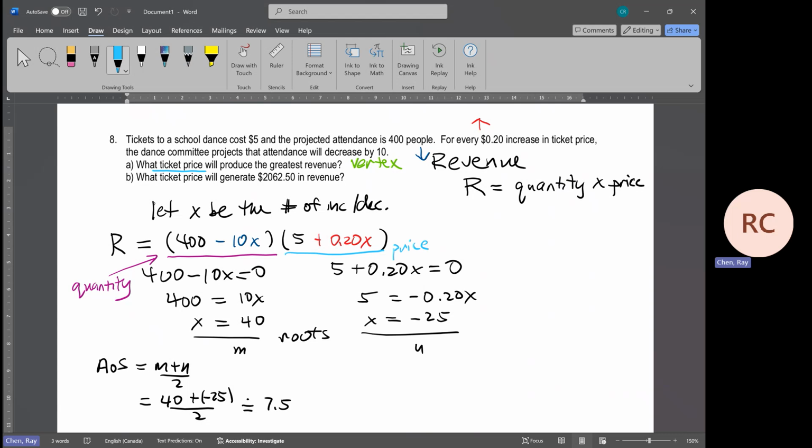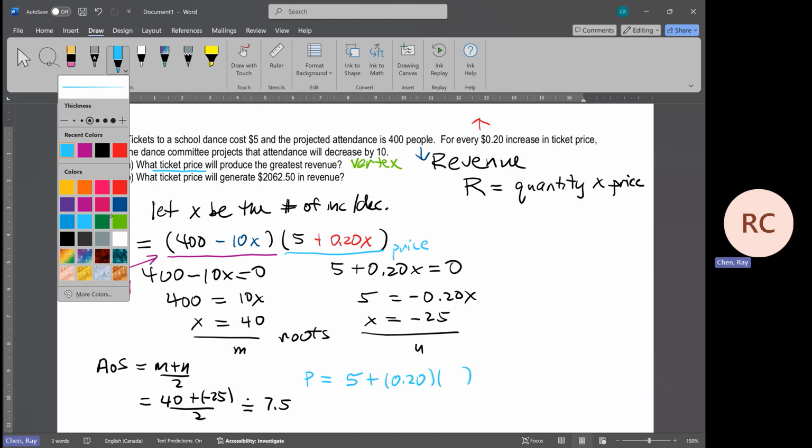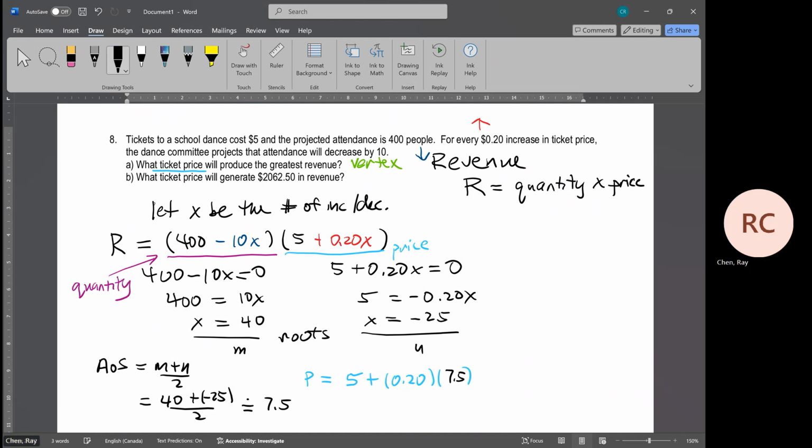So I think you understand we're going to use that equation, 5 plus 0.20 multiplied by x, to find the ticket price. And the x we're going to use is the answer we got, 7.5. Using our calculator, 0.2 times 7.5 plus 5, and we get $6.50.